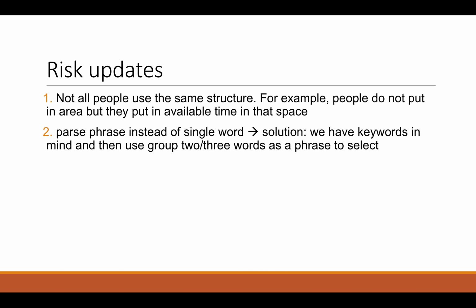Okay, we identified several risks. For example, not all the people that use Craigslist use the same structure to post their information. For example, people do not put in the area information, but rather they put in something like available time in that space. So if we want to read information like area, like how large the house is, we do not always find this information in the right place.